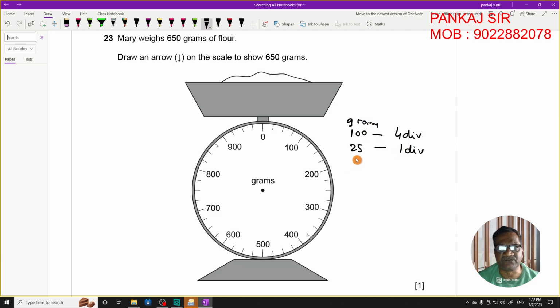So one division is 25 grams, and you want to show on the scale 650 grams. From 600, if I go to the first division after 600, this is 625 grams. But I want 650 grams, so I'll go to the second division. So this is what I will mark as 650 grams.